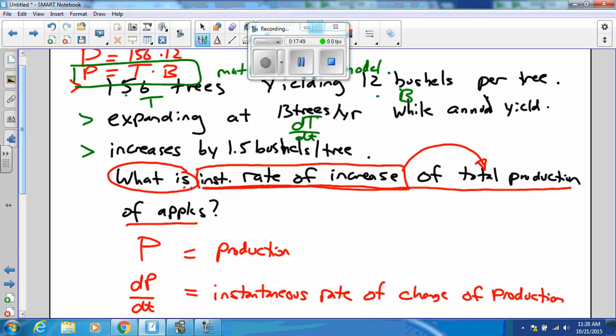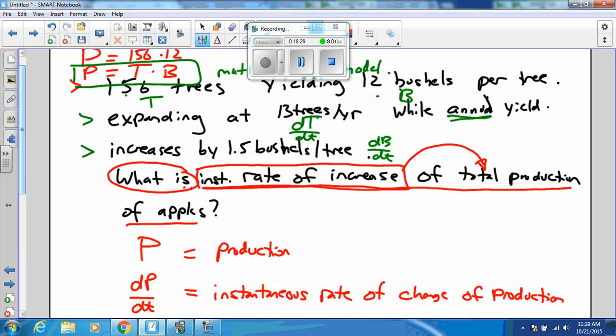This one's a little bit trickier. This annual yield is increasing by 1.5 bushels per tree, but really what they mean is 1.5 bushels per tree per year. That word annual means per year. That was a little tricky of them. So this is really the rate at which B is expanding. You might think because of these units it would be dB/dT, capital T, but actually the bushels per tree was packed into B, just like that. So I don't like the way they worded that. They made it more obscure than it needed to be.